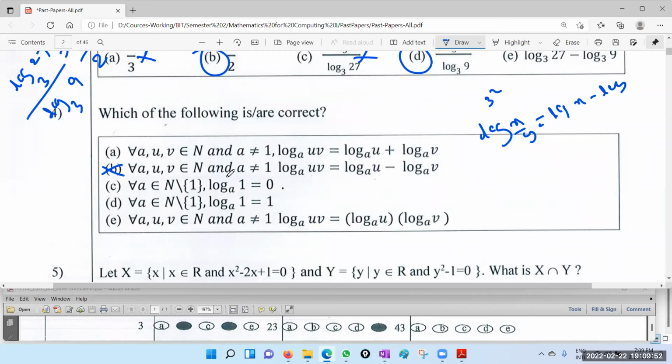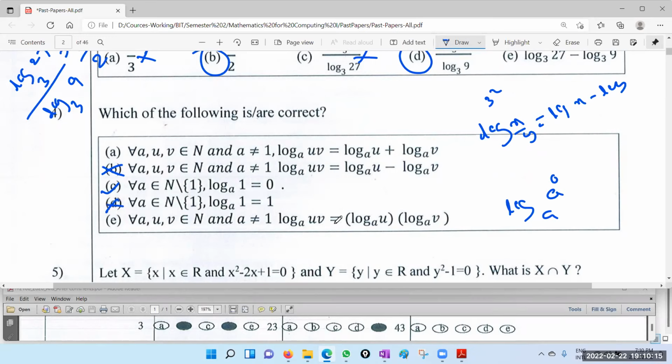What about log a 1? Is log a 1 equal to 0? Can I write a to the power 0 is 1? Then log a to the power 0 is 0. So 1 is a to the power 0. So therefore yes, log a 1 is 0. Is log a 1 equal to 1? No.